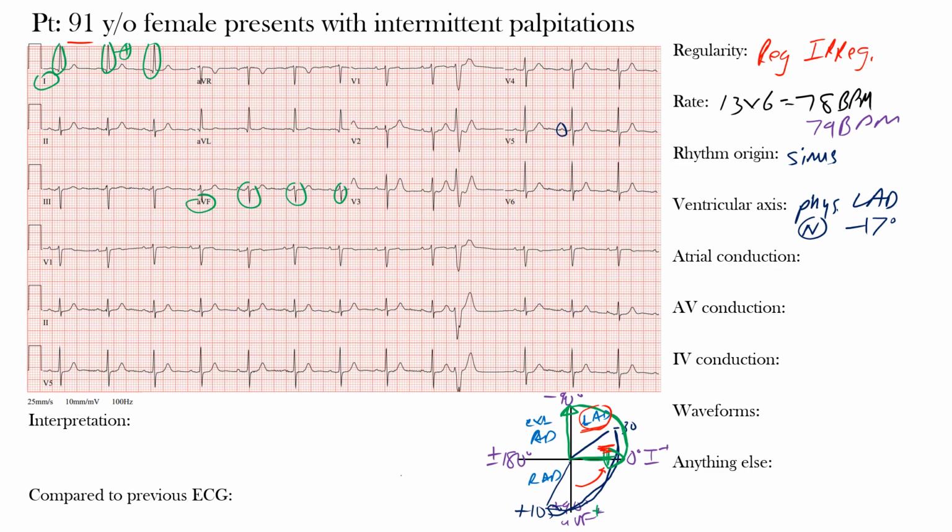Is it normal or is it in this region? Well, what we have to do is now look at another lead, and that's lead 2. Now lead 2 comes down here. This is lead 2, and it sits at 60 degrees, okay?